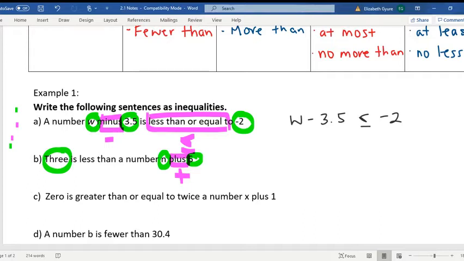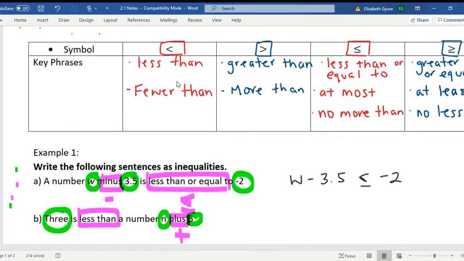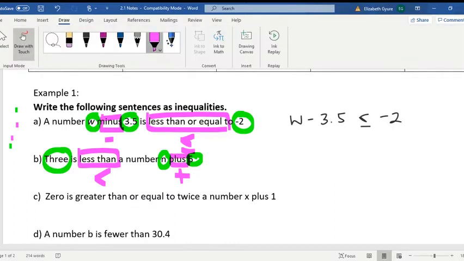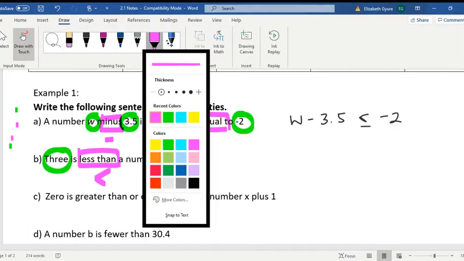So is less than a number? That would also be a math action, right? Is less than. And if you look up above, we can figure out what symbol it is. Less than, that's this first one on our table, pointing to the left. I wish I could make my highlighter smaller. I don't think I can.